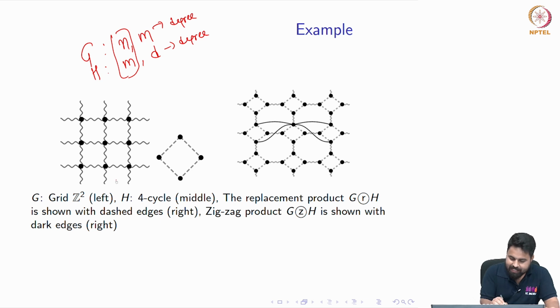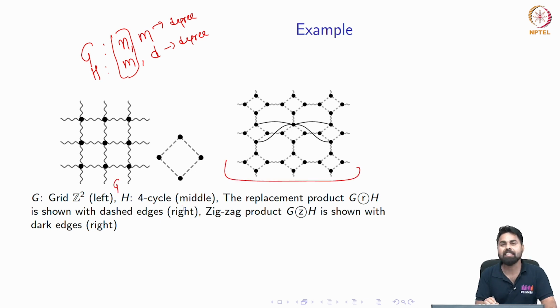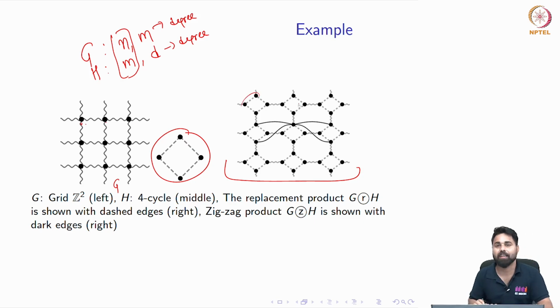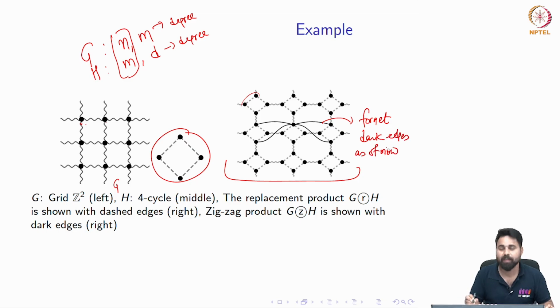Looking at this picture, in G every vertex is replaced by a copy of H. For example, suppose this was V1, V2, V3 here. So you are replacing every vertex by a copy of H. And then how the edges? For the time being, forget the dark edges. First, we replace every vertex with a copy of H.